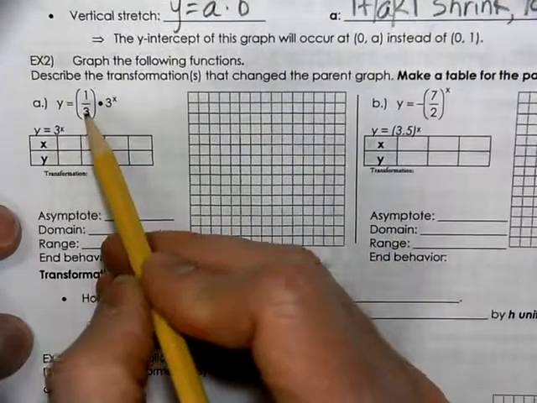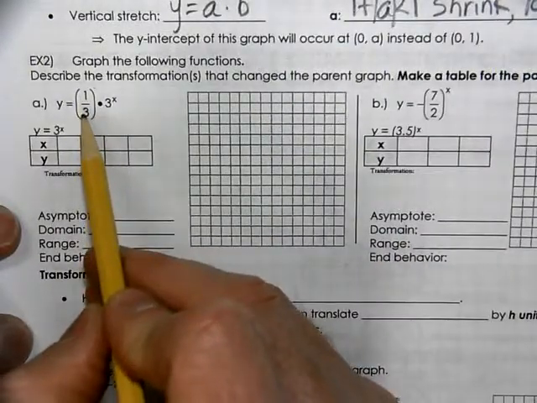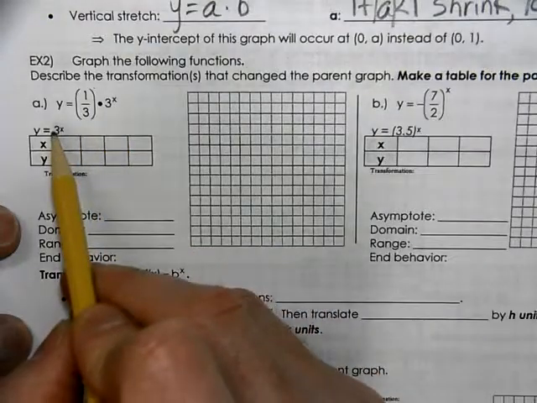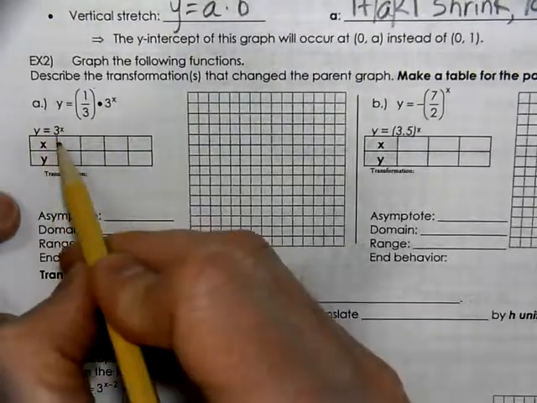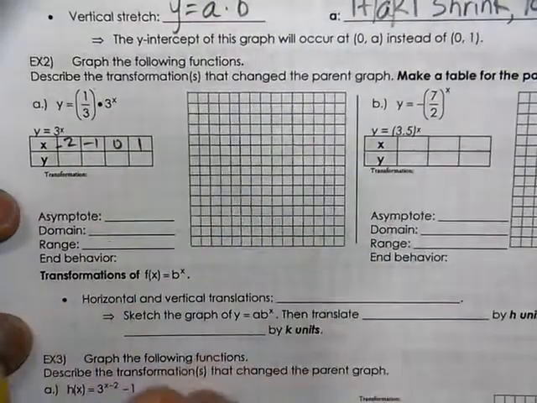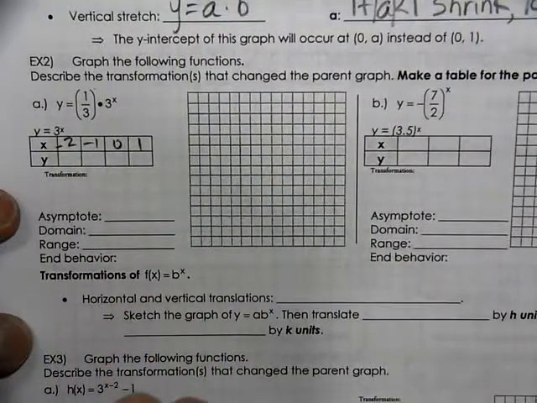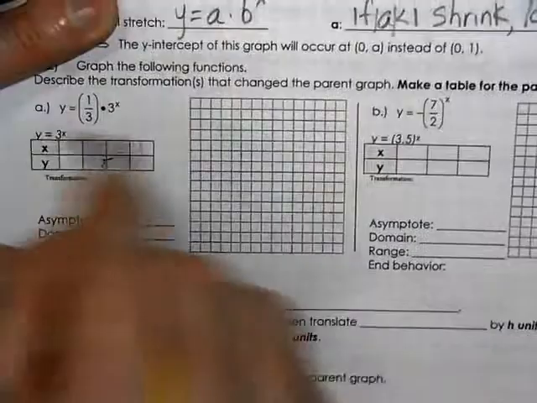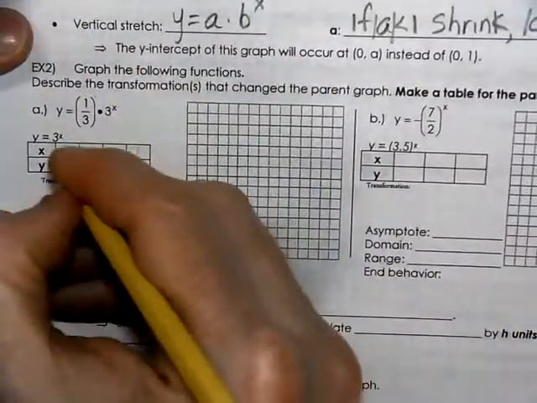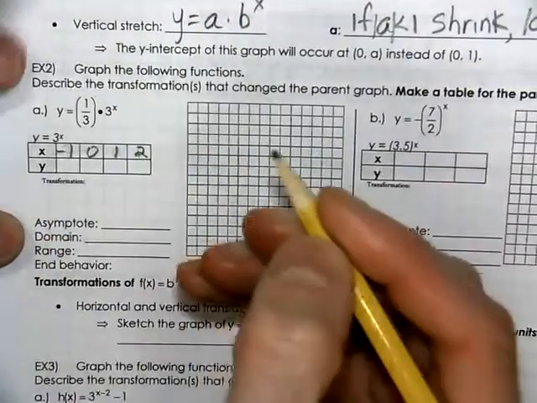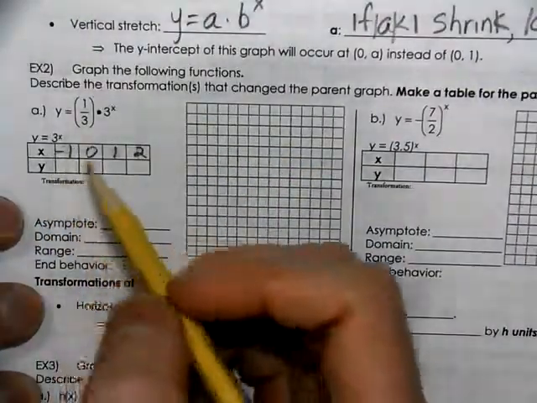So we're going to look at this graph. The a value is 1/3, so it's going to be a shrink. The parent function is 3 to the x, so we're going to use the numbers -2, -1, 0, and 1. I'm going to change that up actually. Sorry. We're going to go the other route. We'll say -1, 0, 1, and 2. And I'll show you why.